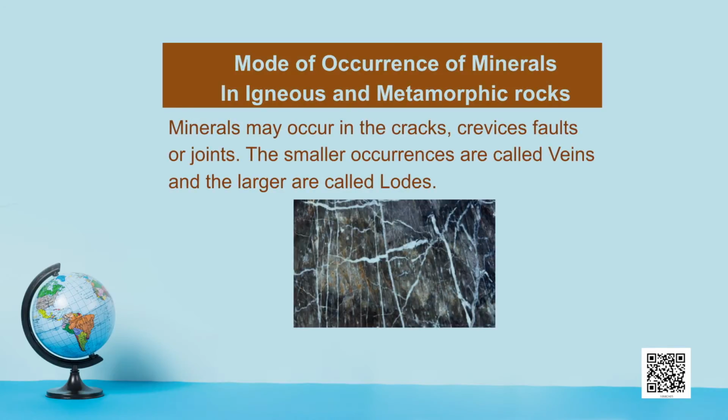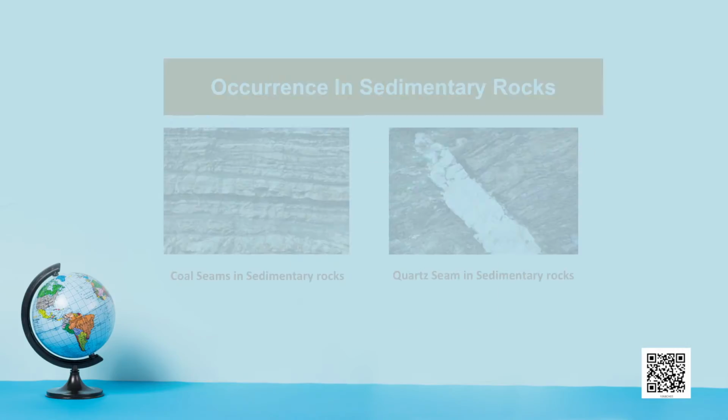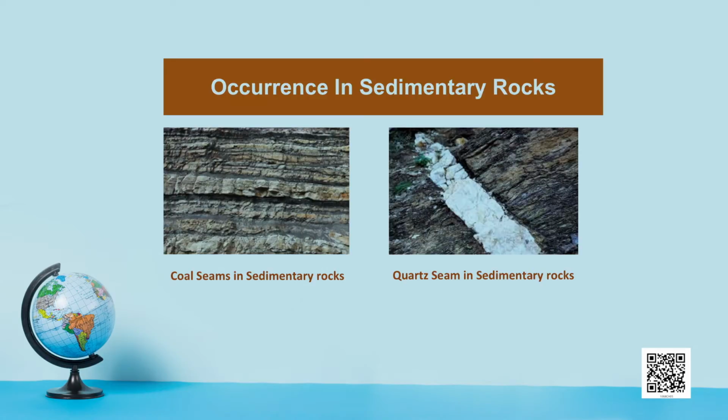Mode of occurrence of minerals. Look at the picture on screen. In igneous and metamorphic rocks, minerals may occur in the cracks, crevices, faults or joints. The smaller occurrences are called veins and the larger are called lodes. In sedimentary rocks, a number of minerals occur in beds or layers. They are formed as a result of deposition, accumulation and concentration in horizontal strata. Another mode of formation involves the decomposition of surface rocks and the removal of soluble constituents, leaving a residual mass of weathered material.